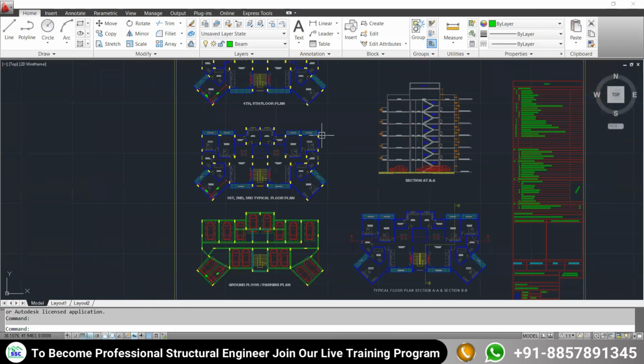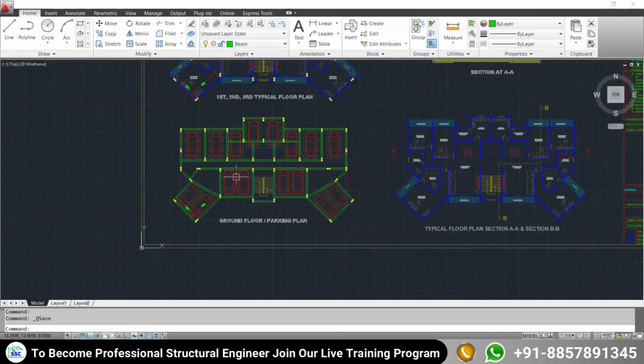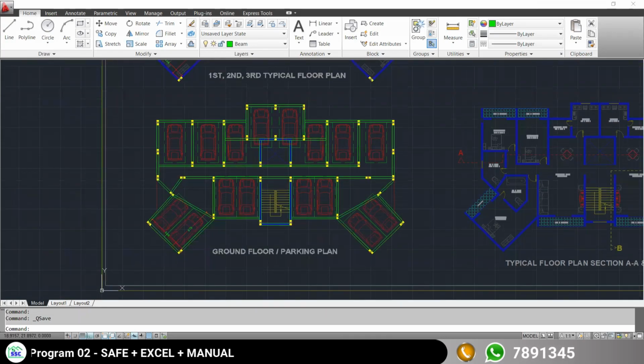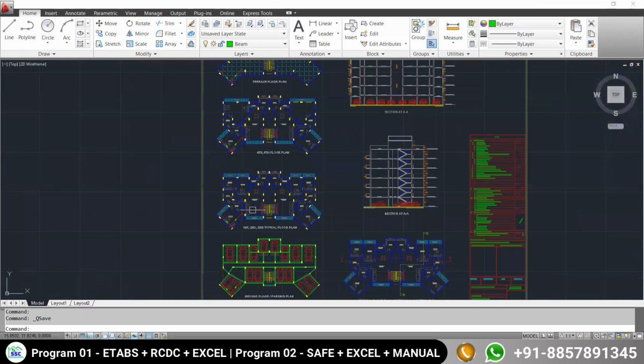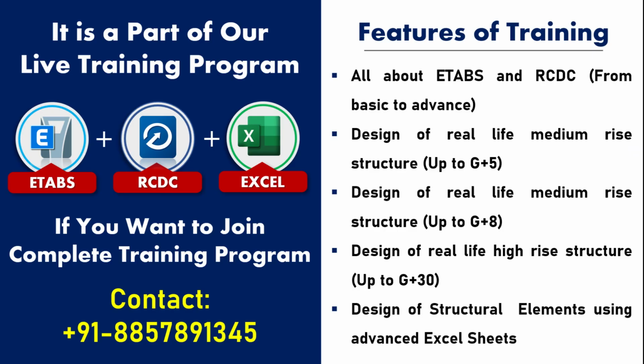We have finalized the beam position at the ground level. Now we will position the beam at the upper floor. Then we will provide the beam at the next floor, then the next floor. Then how to check the beams, whether they are going to create obstruction and all. Everything we'll try to cover in the upcoming session.